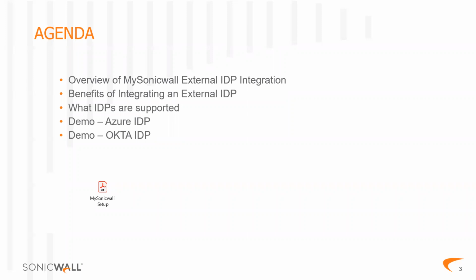So, from the MySonicwall perspective, typically today you're signing in and you're using login credentials that are stored in MySonicwall, and you're using any multi-factor that you've enabled in MySonicwall. So that could be the Microsoft token, or it could be an email that is sent to you with your two-factor code.